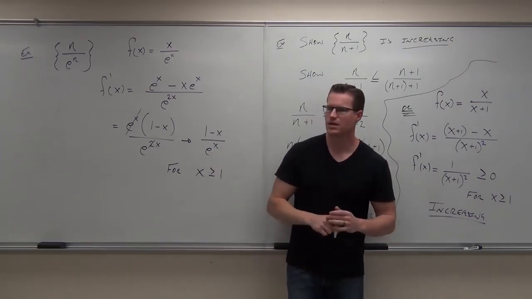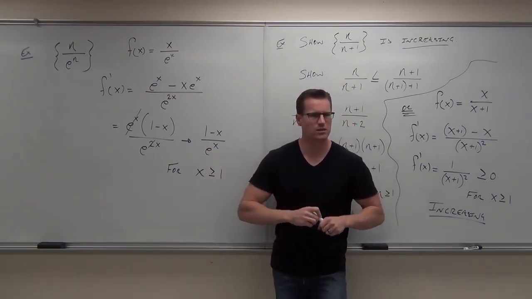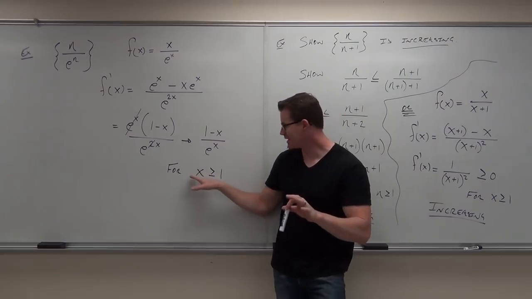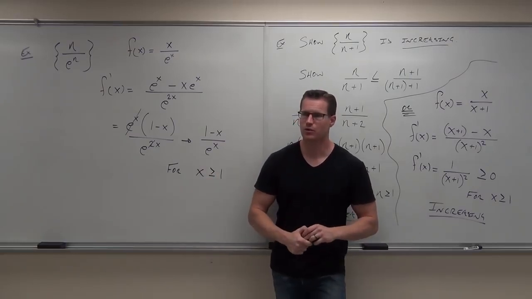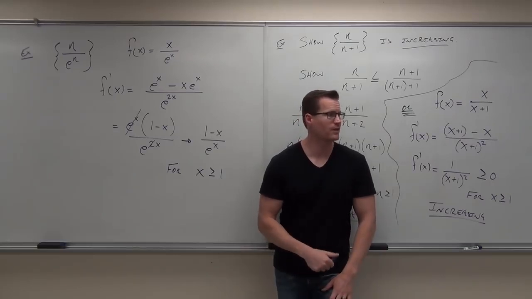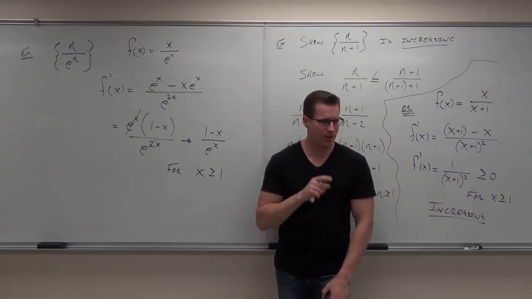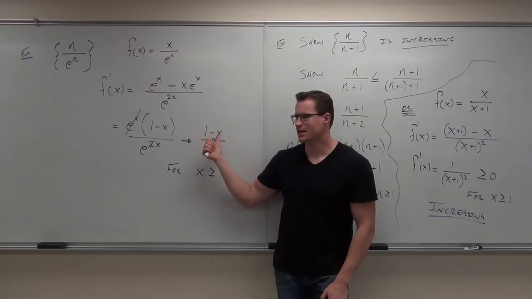So let's think about it. What's e to the x? Is that positive, negative, or what? If I'm plugging in 1, 2, 3, 4, 5, 6, 7, is that positive or negative? Positive. That's always positive. So no matter what I plug in, that's positive, correct? Now think about this one. 1 minus x, where x is 1 and more.